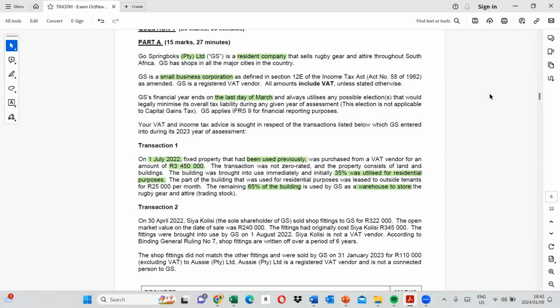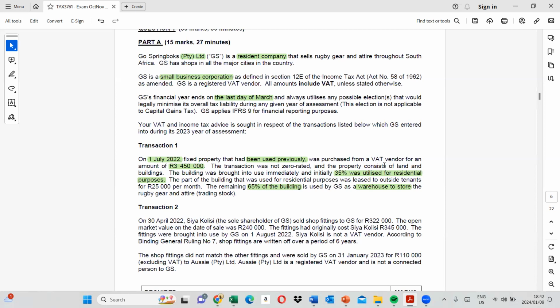So it's important when you're looking at your notes to understand which items are exempt from VAT and which items are zero-rated supplies. So that is the first part in regards to this part of the question. So let's break it down and see what is going on.